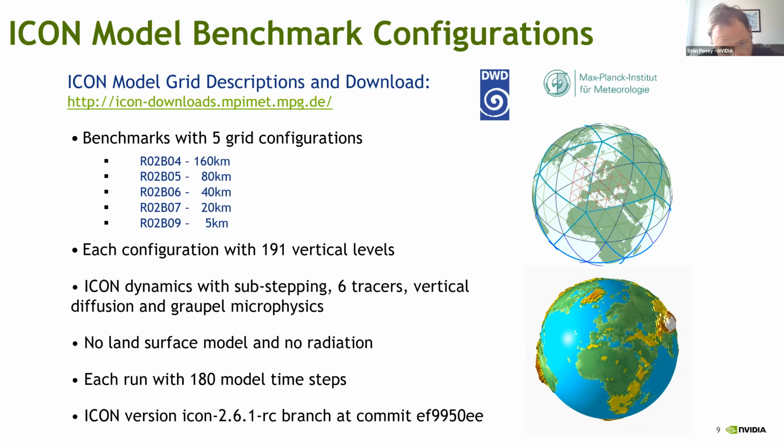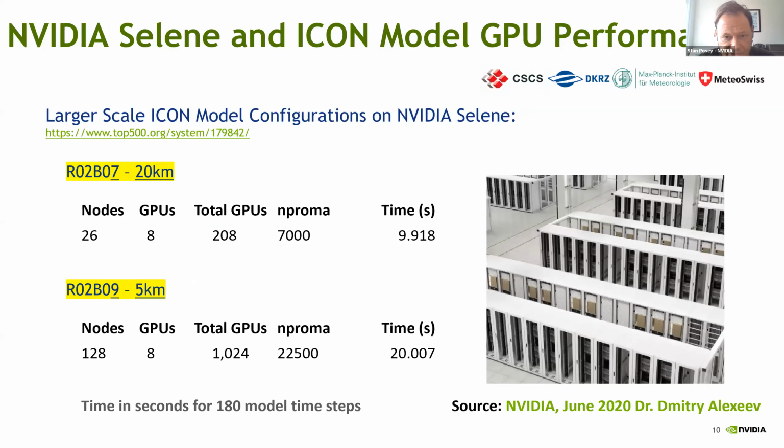Now, we did some further studies. There's a set of configurations available. You can see they range from 160 kilometers to as high resolution as 5 kilometers. Each of these have the 191 vertical levels. And we did some other work to try and look at larger configurations on systems like Selene and others to see what we could achieve. This work is still very early, so I didn't have time to get a complete story together, but you can see a couple of results on Selene here.